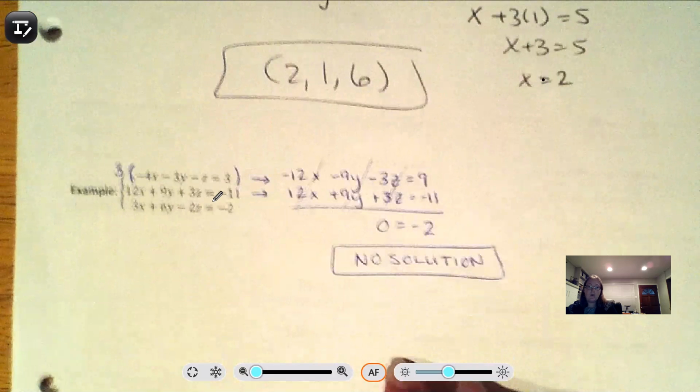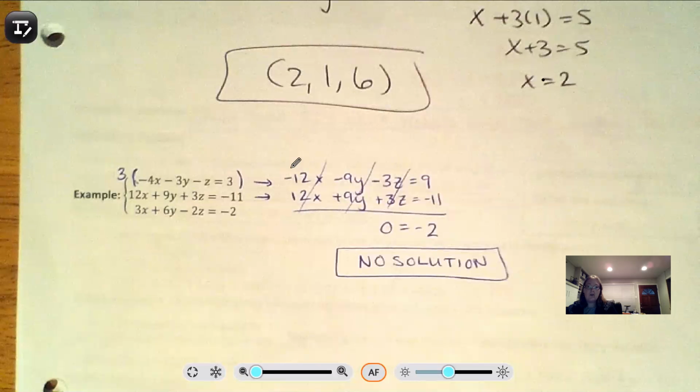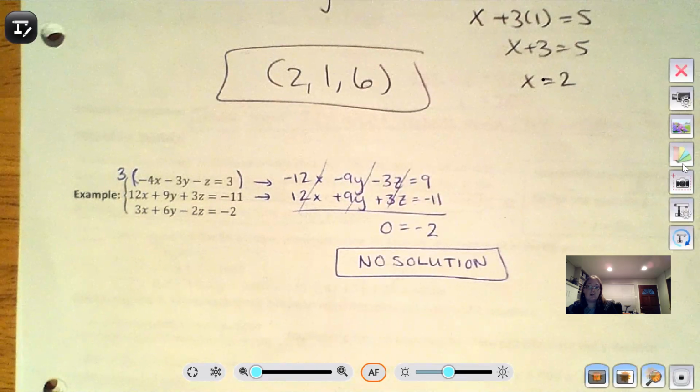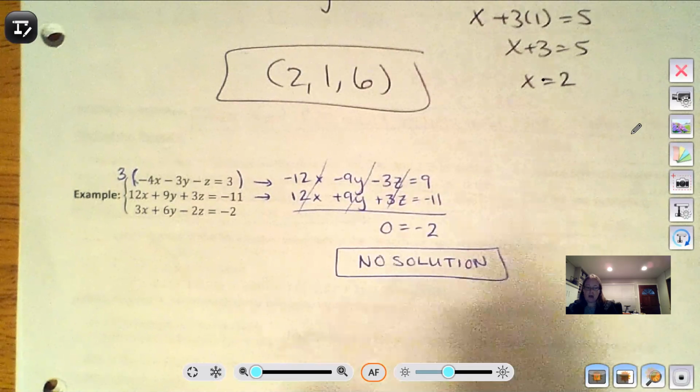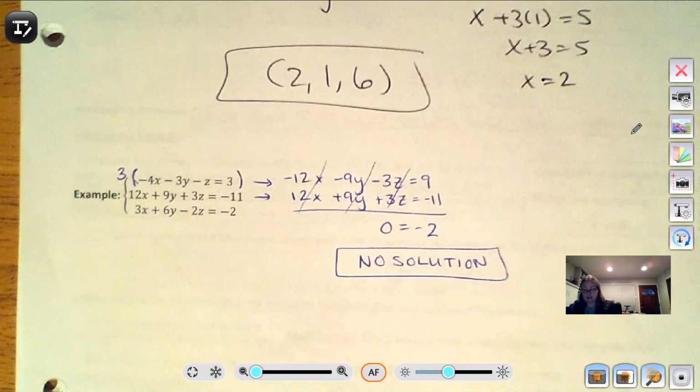And this one is an example where when you try to get rid of either x's or y's or z's, it actually turns out that all of them go away, and so then that's no solution. Because again, it's a false statement. If this had been like 0 equals 0, it would have been infinitely many solutions. So it's the same rule as we had for the systems of 2.